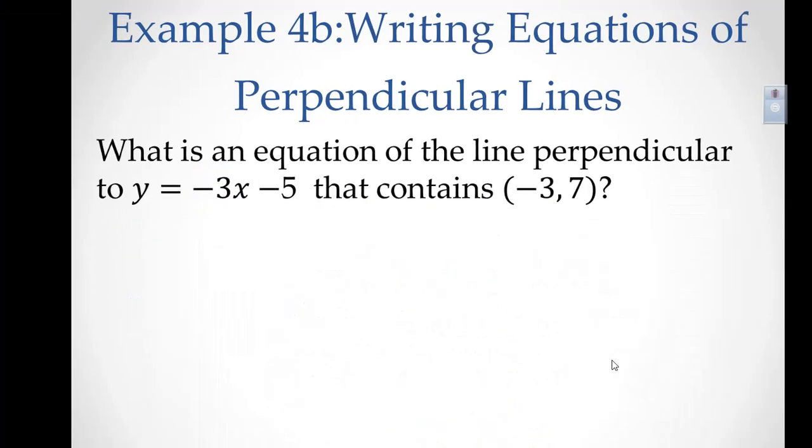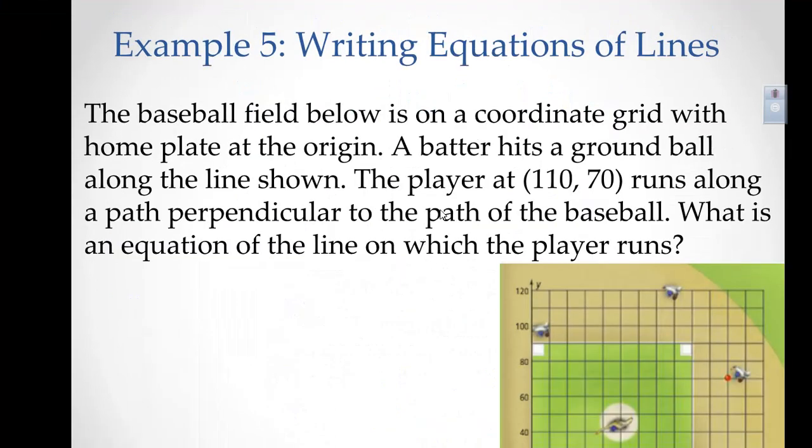All right, so let's take a look at the last example. The baseball field shown is on a coordinate grid with home plate at the origin. The batter hits a ground ball along the line shown. So here's him hitting the ground ball. The player who's at 110 and 70 runs along a path perpendicular to the path of the baseball. What is the equation of the line on which the player runs?